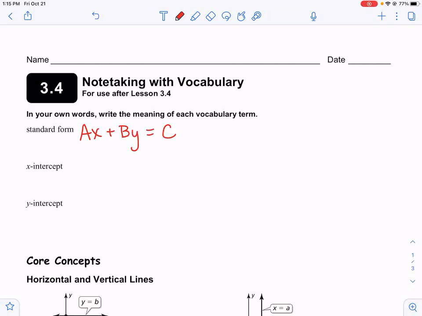So we are going to be graphing lines. But guess what? This is your last warning. Don't what me. Last warning.